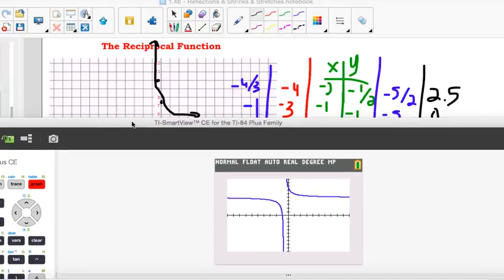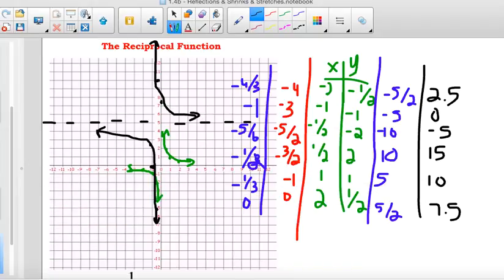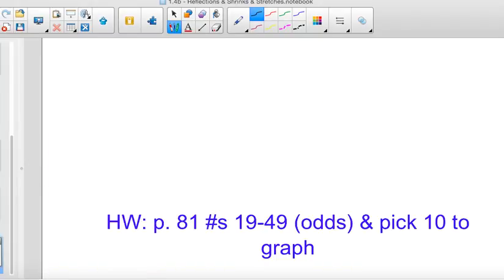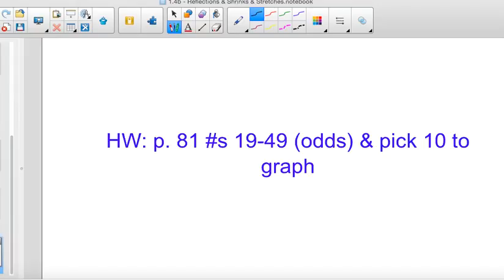So that's it. What you guys are going to do now is start the homework, which is page 81. You're doing 19 through 49, and then you are picking 10 of those questions to graph.